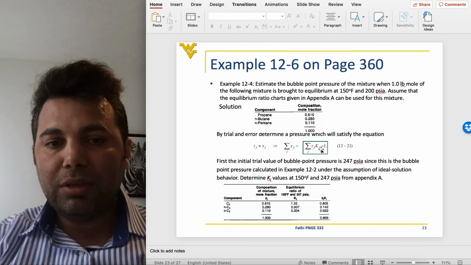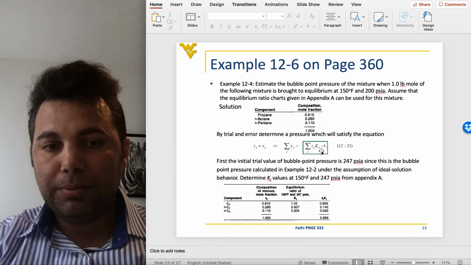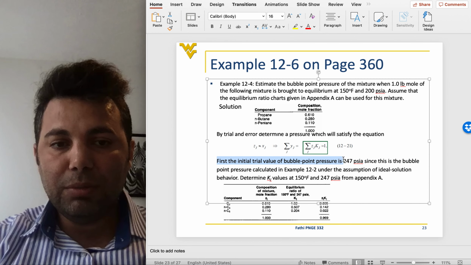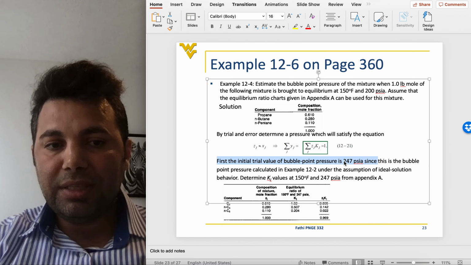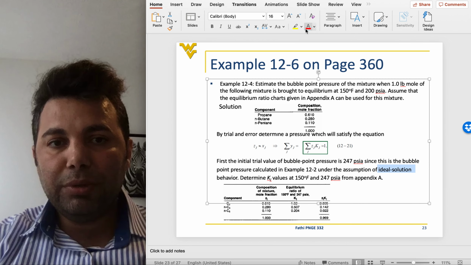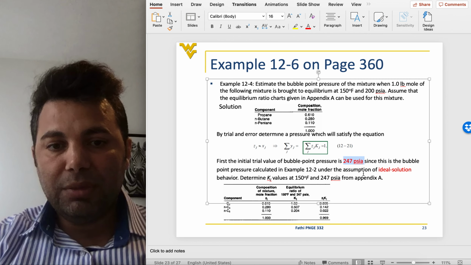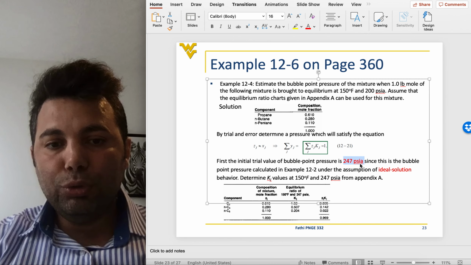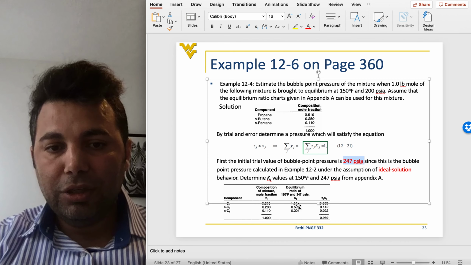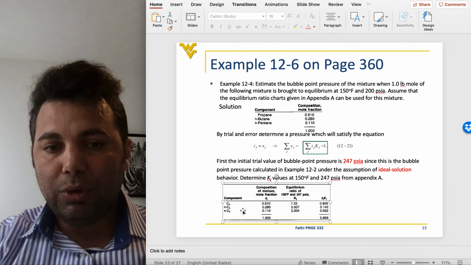I know at the bubble point the summation of Zj times Kj should be equal to 1. So here, for the first initial try, it uses the bubble point pressure of 247. This bubble point pressure is coming from the ideal solution, which was simply Zj times PVj, and it has been used as our initial guess. So we used the 247 psi, the 150 degree Fahrenheit, and we'll read the K values for all the mixtures.